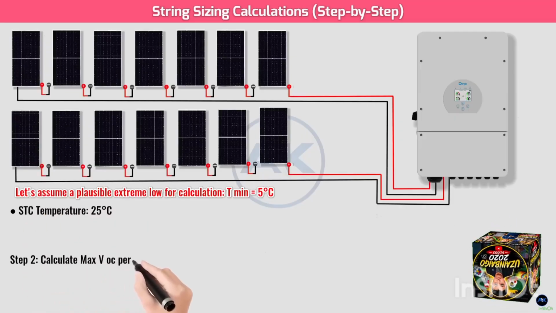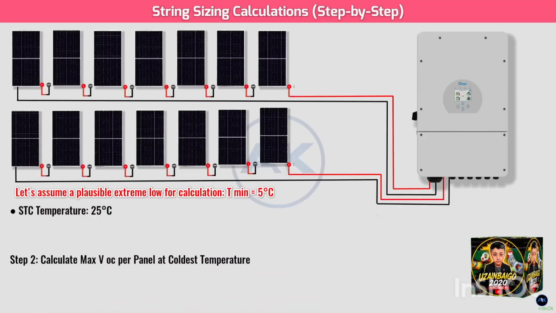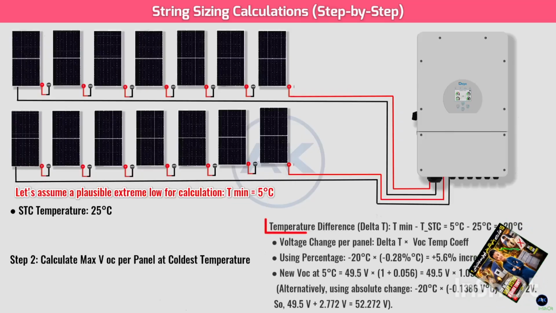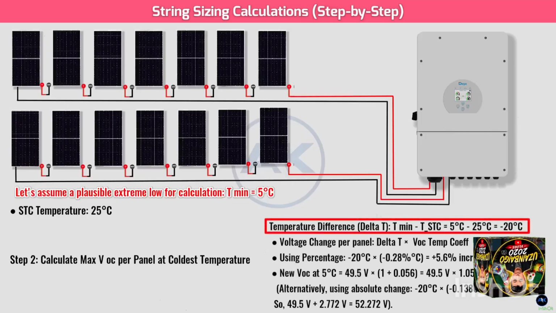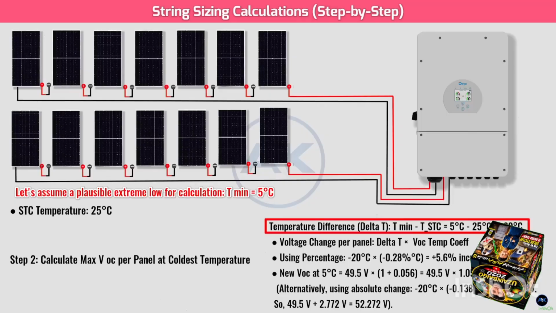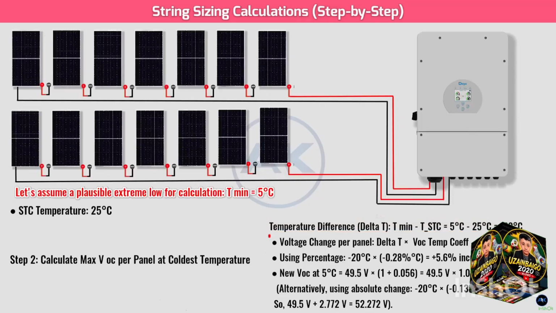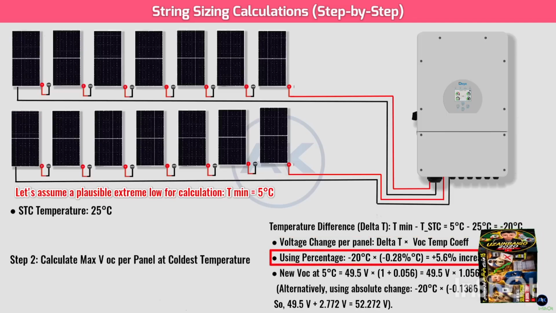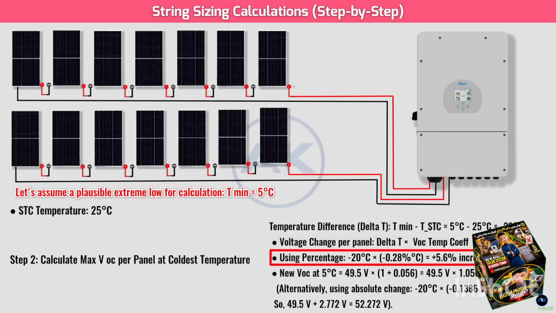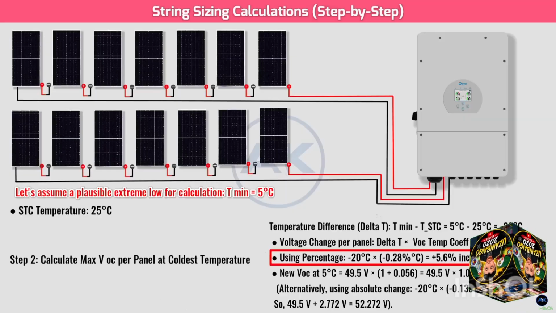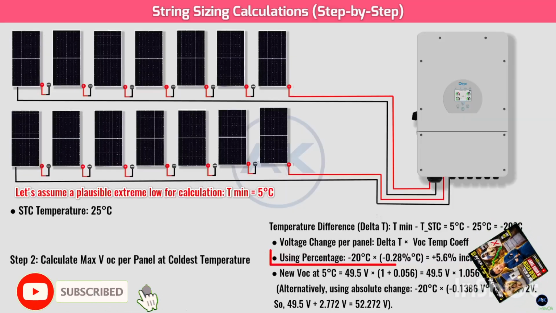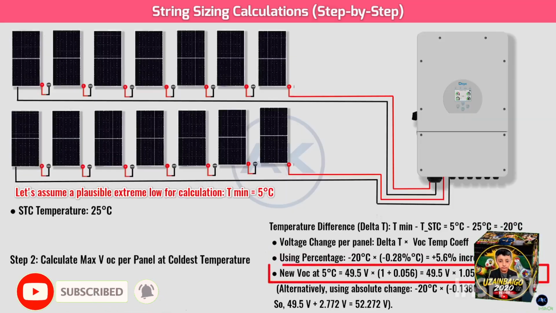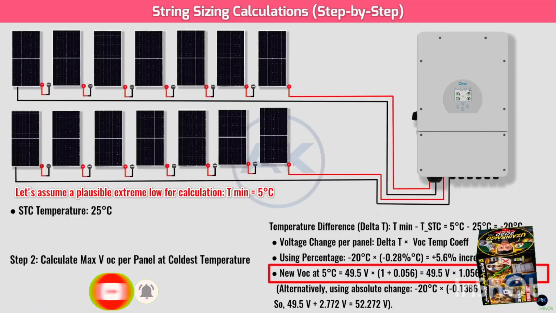Step 2b. Calculate max VOC per panel at coldest temperature. Temperature difference, delta T, equals Tmin minus T STC, equals 5 degrees Celsius minus 25 degrees Celsius, equals negative 20 degrees Celsius. Voltage change per panel: delta T times the VOC temperature coefficient, using percentage: negative 20 degrees Celsius times negative 0.28% per degree Celsius equals a plus 5.6% increase.